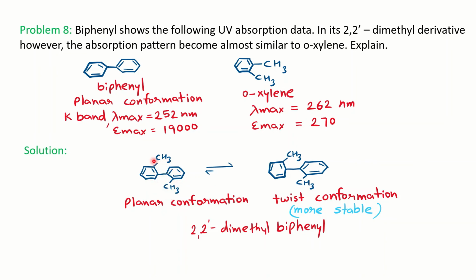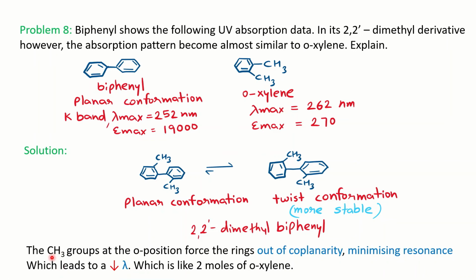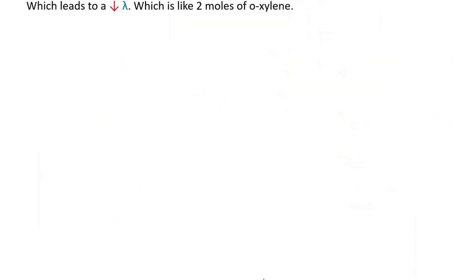In the case of disubstituted biphenyls, the molecule exists in a non-planar conformation, which means the effective conjugation will not be there, and therefore the wavelength of absorption will be less as compared to the normal. You can see the methyl groups are at the ortho positions. The molecule goes out of coplanarity, minimizing the resonance, so effective conjugation won't be there, therefore a decrease in the wavelength, which is like that of orthoxylene.